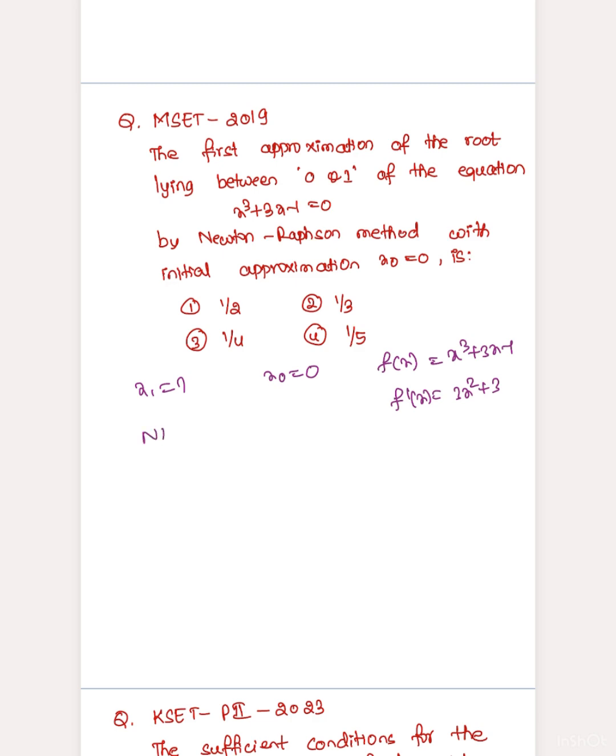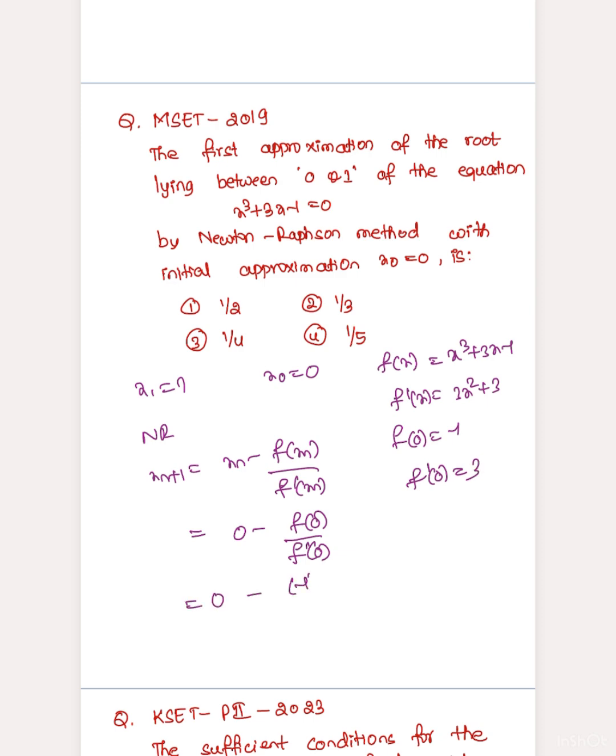Now, Newton-Raphson method is applied. xn plus 1 is equal to xn minus f of xn divided by f dash of xn. So, x1 is 0 minus f of 0 by f dash of 0. f of 0 will be minus 1, f dash of 0 will be 3. This is equal to 0 minus 1 by 3, which is equal to 1 by 3. Therefore, x1 is equal to 1 by 3, which is in option 2. Therefore, option 2 is correct.